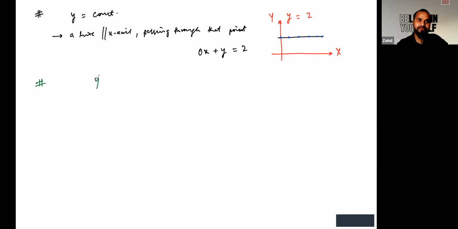Next is if y is proportional to x and both have some linear power. If the exponent of both variables is linear, it means the equation is linear. What does linear mean? It means the graph of that particular equation would be a straight line.